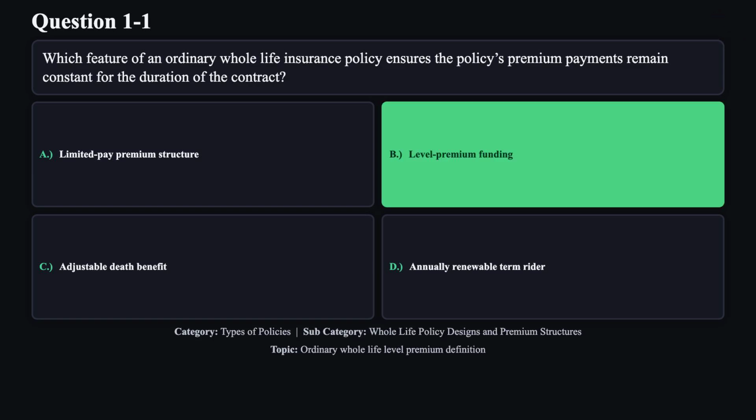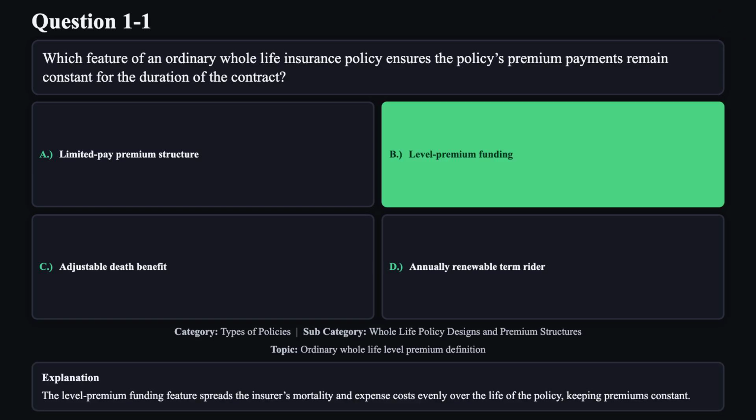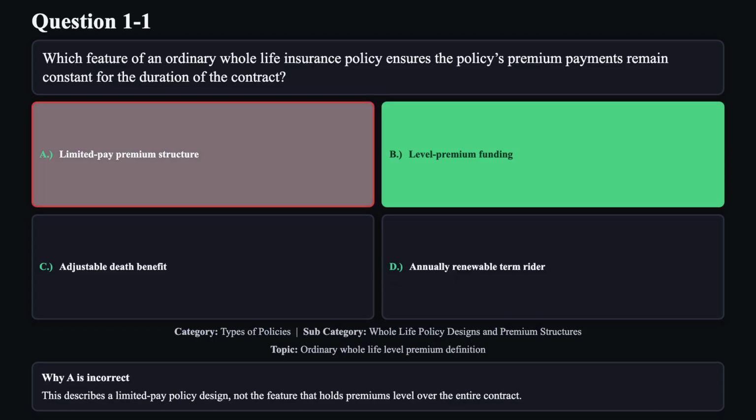The correct answer is B. The level premium funding feature spreads the insurer's mortality and expense costs evenly over the life of the policy, keeping premiums constant. Reason A is not correct. This describes a limited pay policy design, not the feature that holds premiums level over the entire contract.